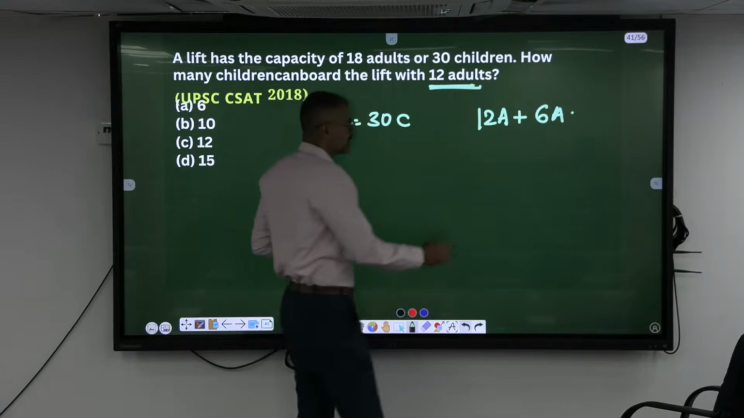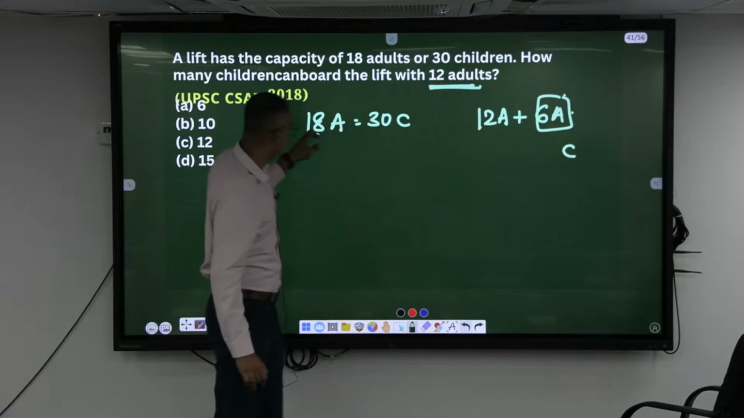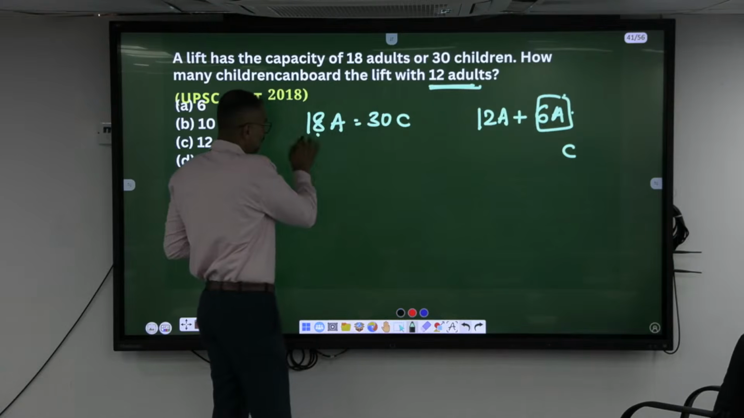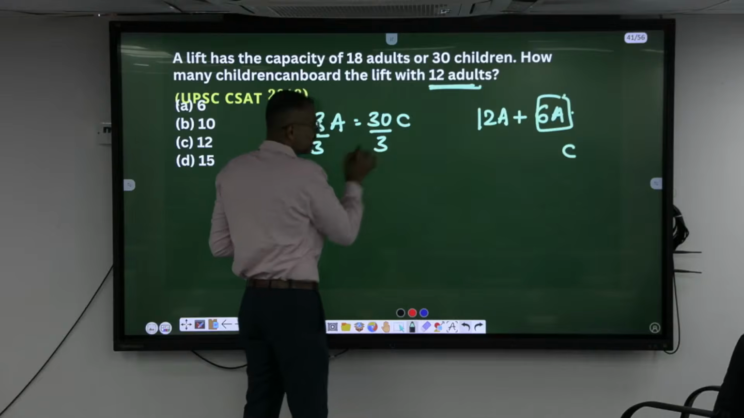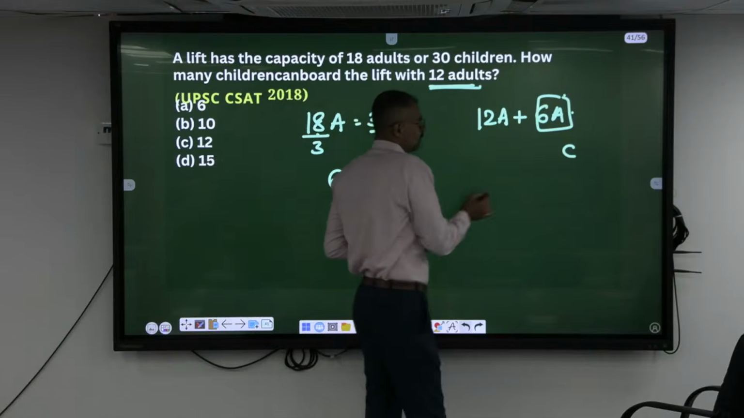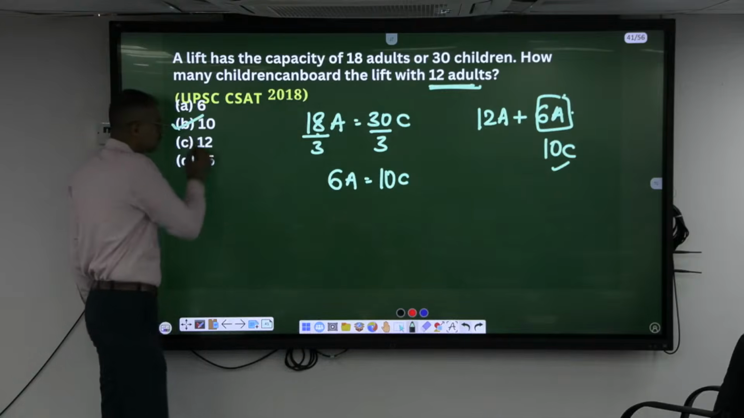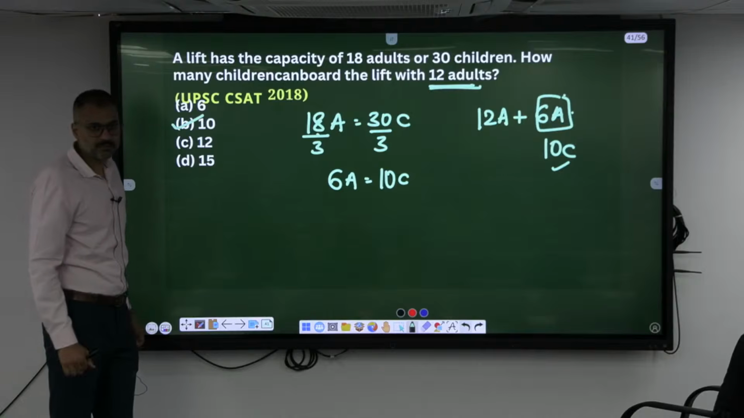At the place of 6 adults, if I have to replace this by children, how many children can it be? If 18 adults is equal to 30 children, if I divide this by 3, this also gets divided by 3, isn't it? 6 adults is equal to 10 children. So this is 10 children. Okay, these are efficiency. Cross multiplication, efficiency, other questions.